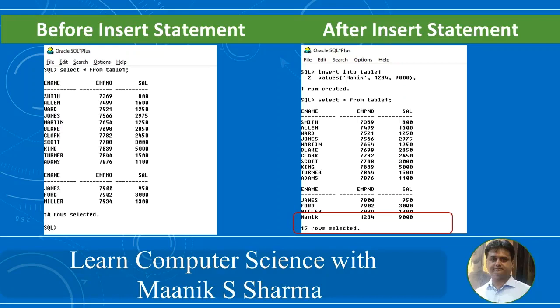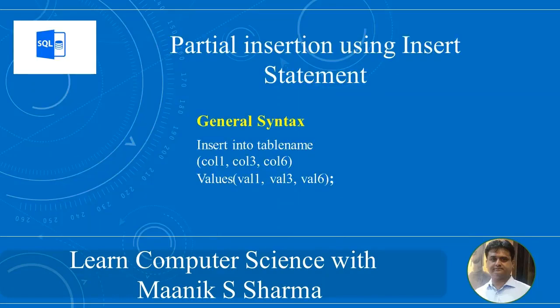The insert statement can also be used to insert a partial row or a tuple in a table. However, in this case, one has to first mention the name of the columns for which the values have been mentioned. The syntax for the same is insert into table name, bracket start, column 1, column 3, column 6, bracket close, values, val1, val3 and val6. Here col1, col3 and col6 represent the names of the columns for which we want to insert the values. It can be different as per the need and requirement.